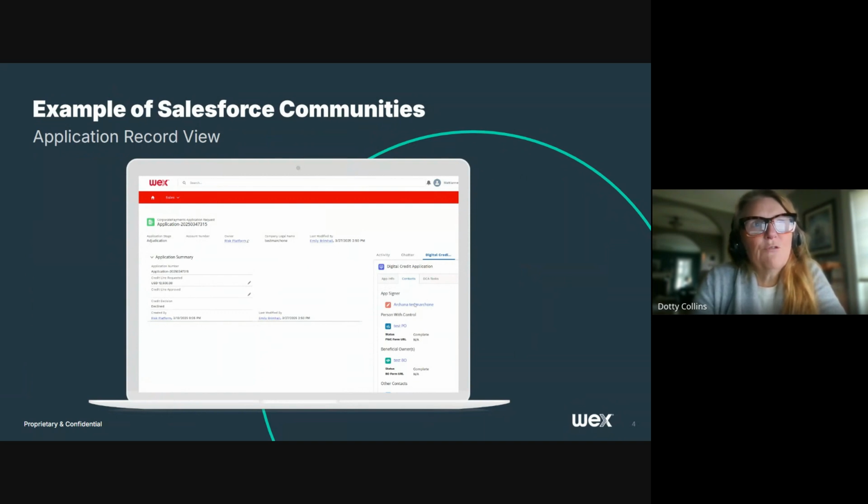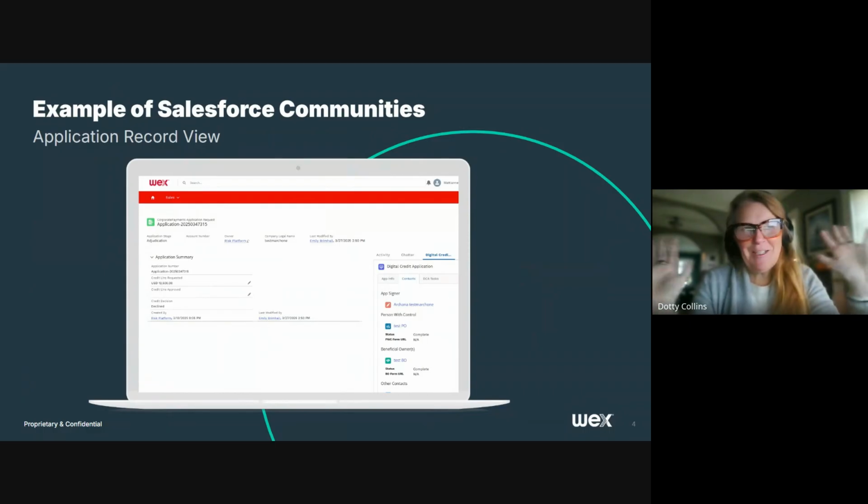But what is really crucial here is this widget, and we call it a widget. It's the digital credit application. I don't know, it's our internal term. You don't have to call it a widget. But this is your insight into everything about the application. And I'll show you what it is on the next page.